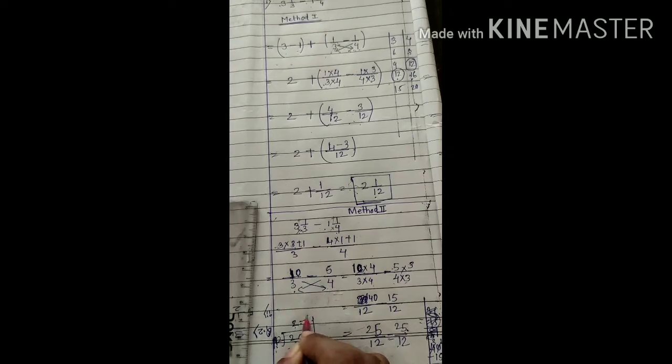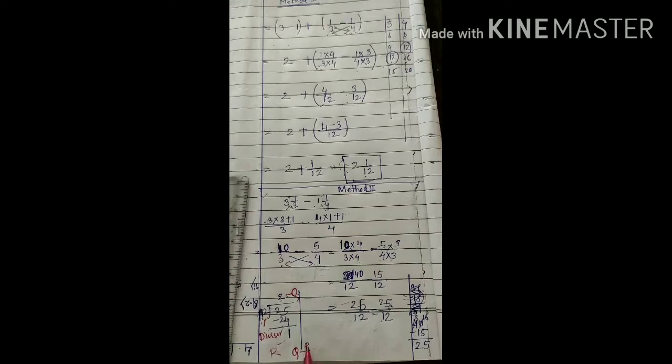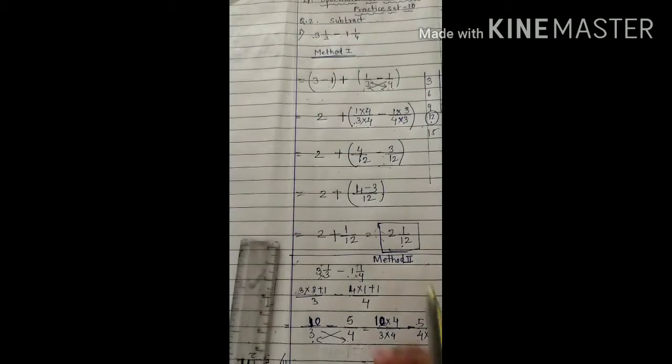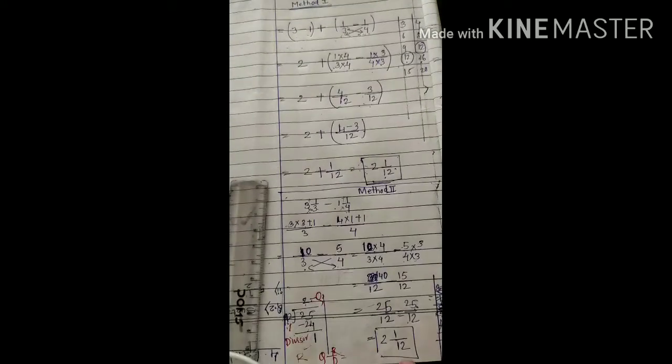Your quotient is 2. Your divisor is 12. So what is our rule? Quotient, remainder and divisor for the mixed number. So here your quotient is 2, your remainder is 1 and your divisor is 12. So you will get the same answer in method number 1 and method number 2 also.